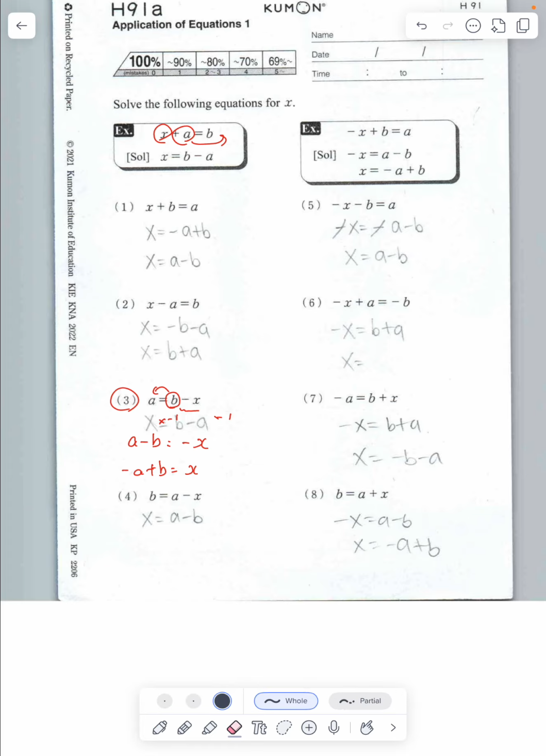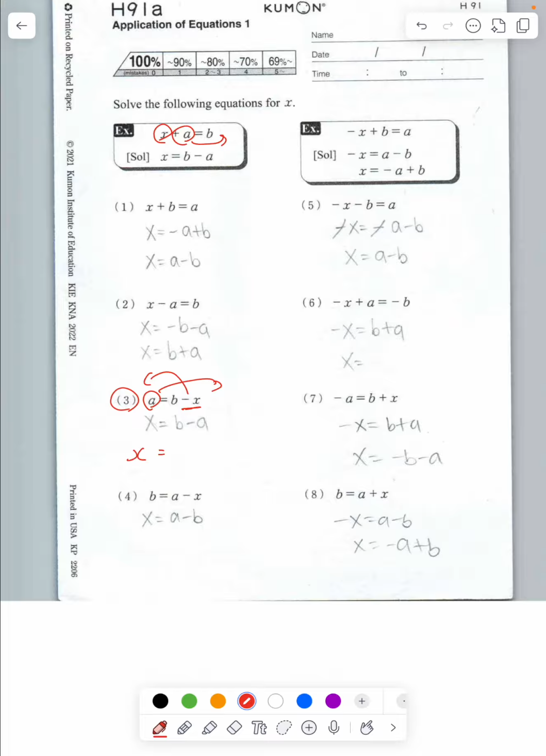But this might be a little bit more complicated for us to understand. So why don't we move the a to the right side and move the x to the left side? Might be easier, right? If I move the x to the left side, it becomes just x on the left side, because we added x. What about on the right side? The right side becomes my b minus a. So much easier.